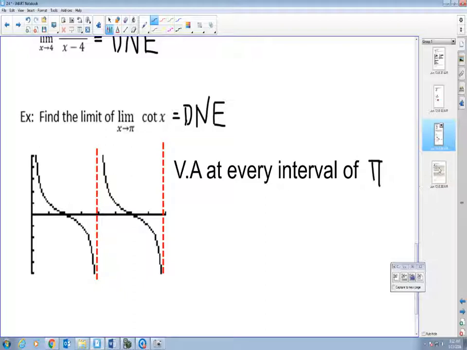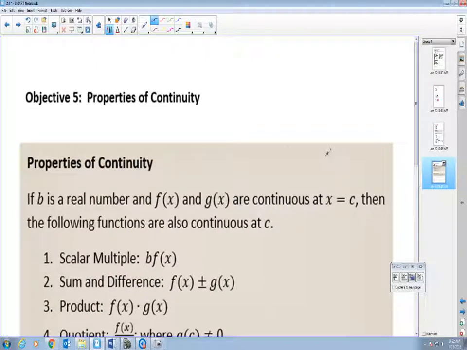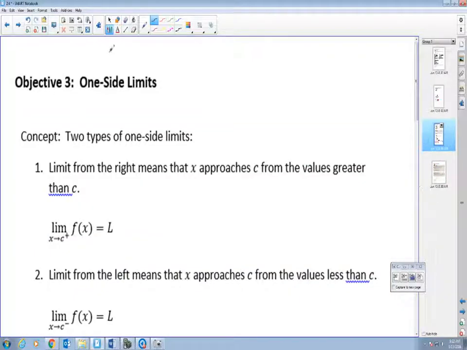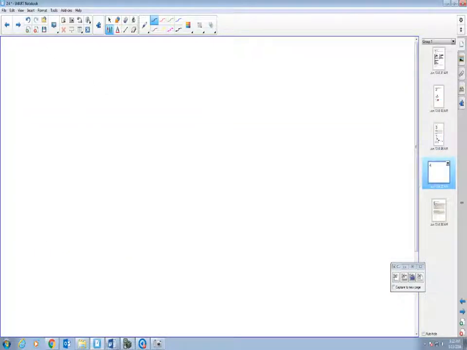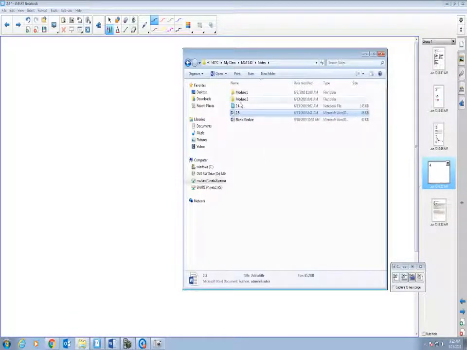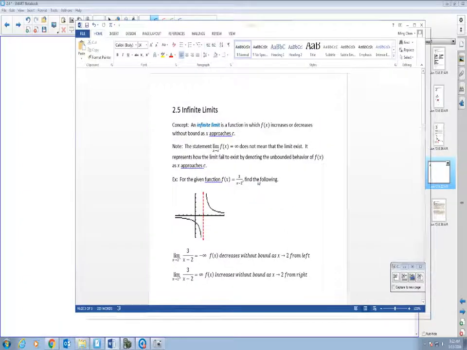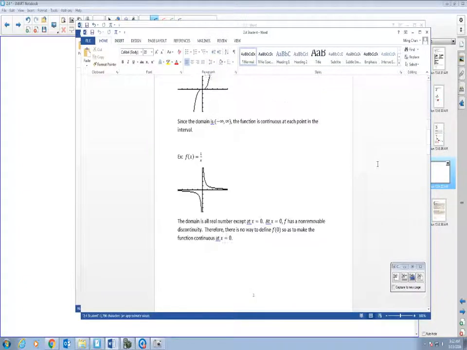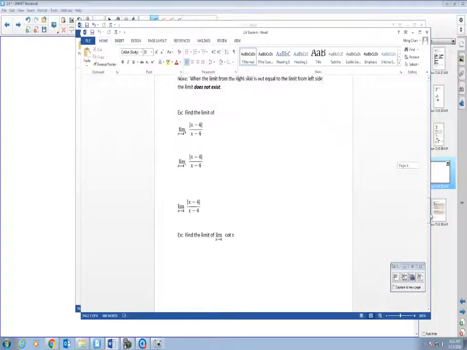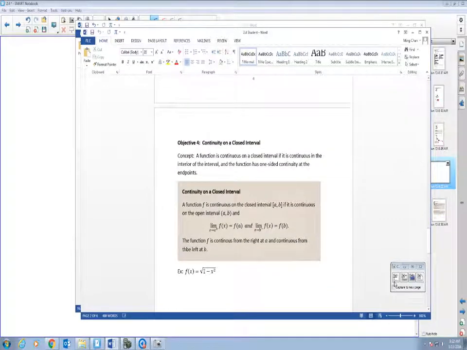Alright, let's take a look at this one last objective. Oh, I'm missing something here. Objective number 4. I don't have 4 here. Let me just insert it real quick. Objective number 4 on your handout is continuity on a closed interval. We'll talk about this real quick.